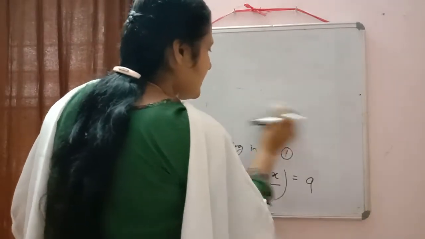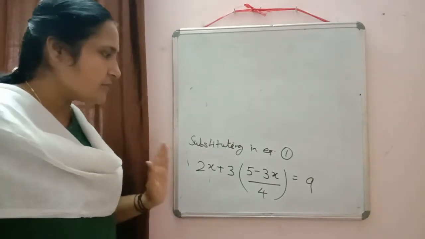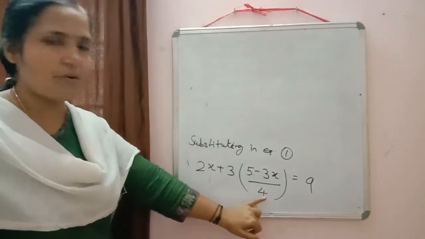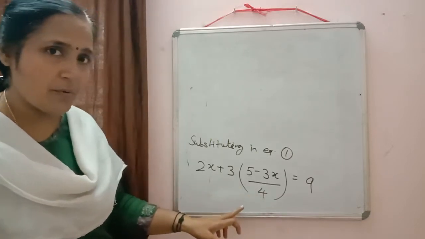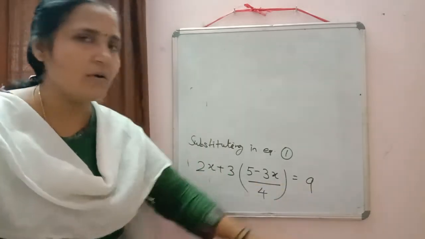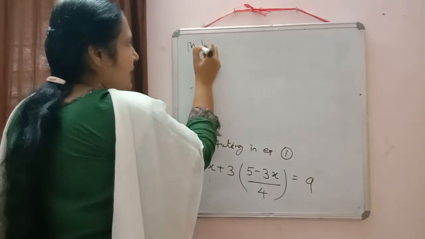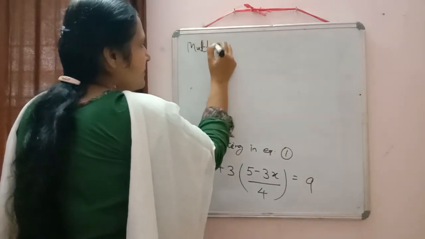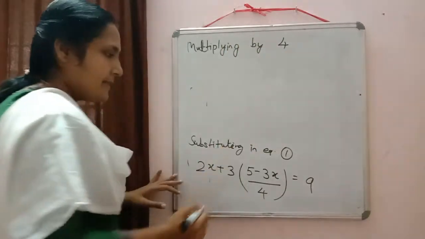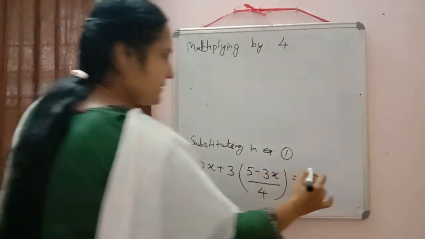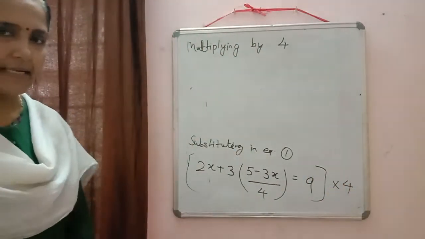Now when fraction is there, calculation will be difficult for us. So what is the first method? First method is anyhow we have to remove this fraction there. So to remove this fraction, what we can do? Yes, we can multiply the whole equation by 4. So I am writing here now multiplying by 4. Multiplying by 4 means we are multiplying the whole equation by 4. Left hand side also, right hand side also.